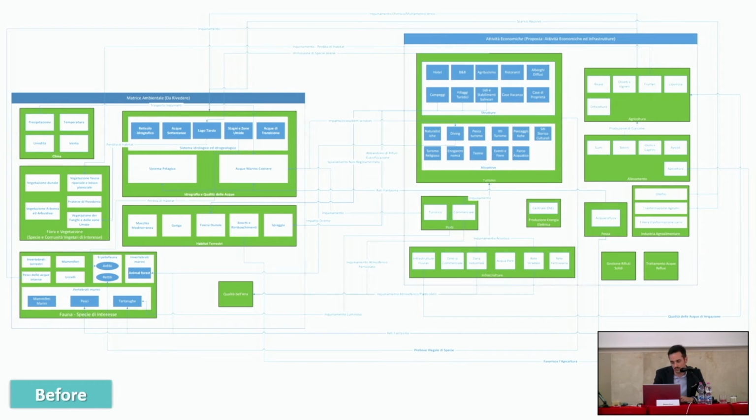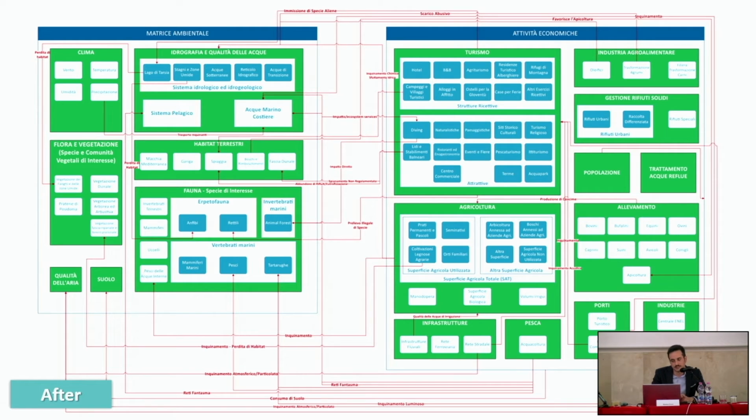This is how the diagram looked before, and this is how the diagram looks now. As you can see, the overall frame of the diagram has not changed. You can still recognize the environmental matrix on the left and the socioeconomic matrix on the right.